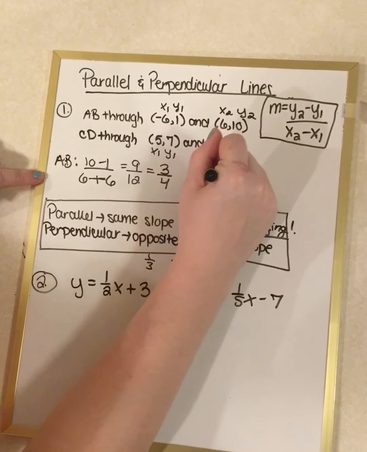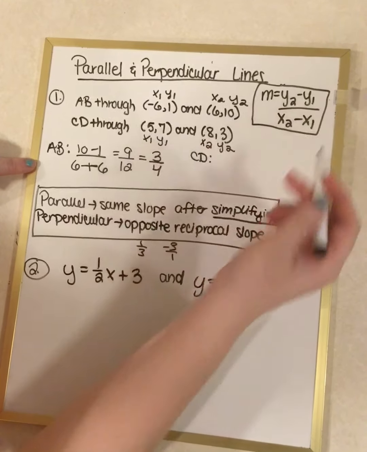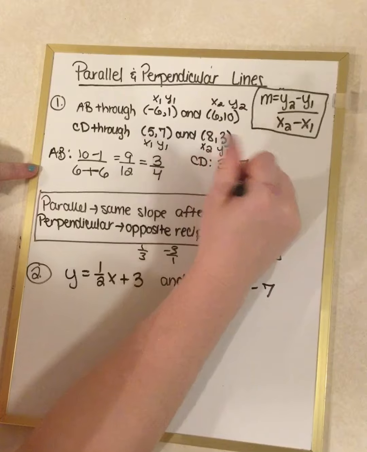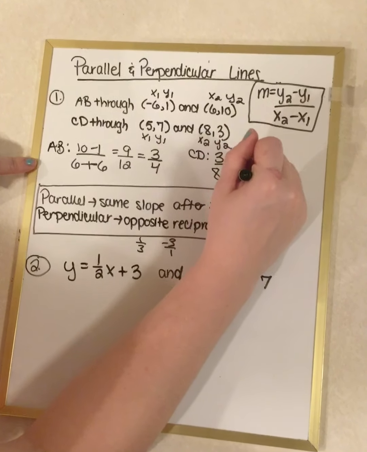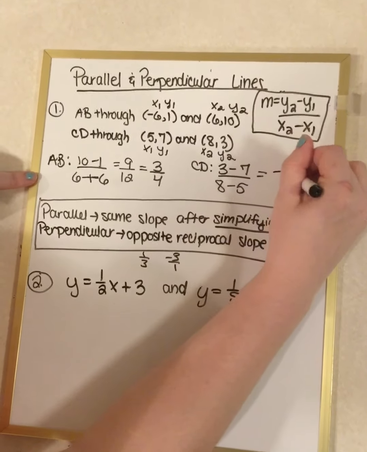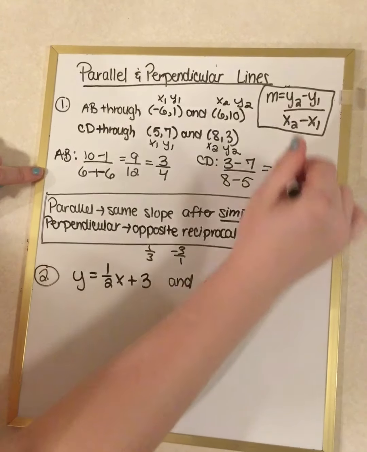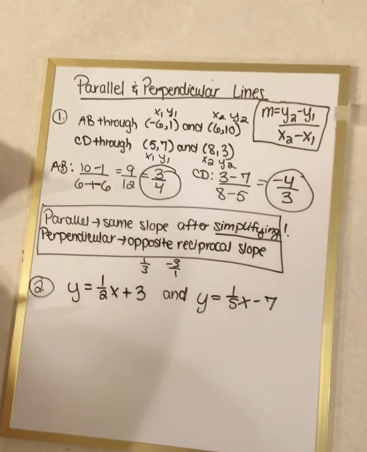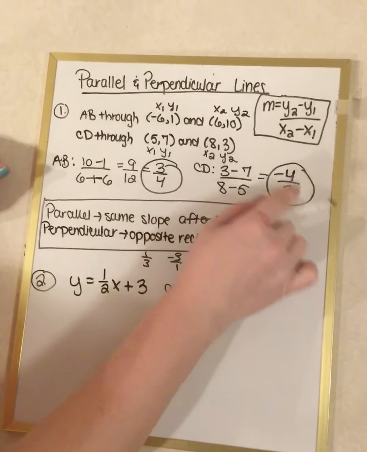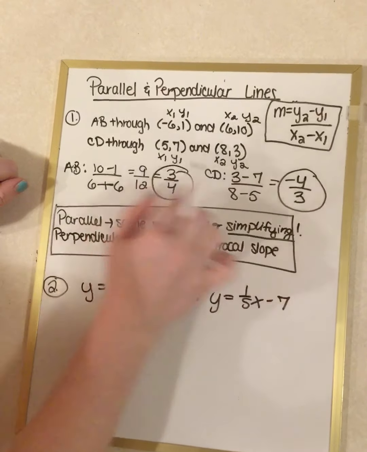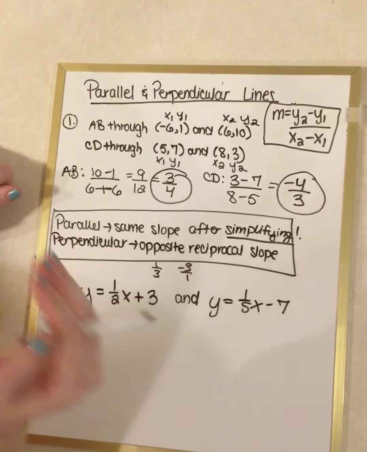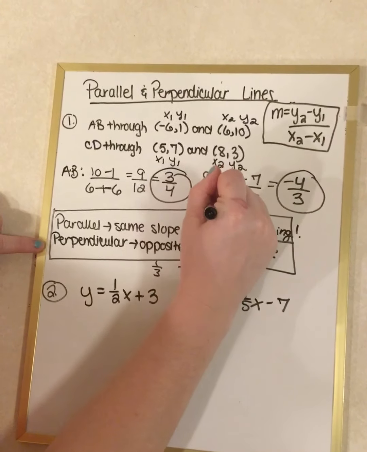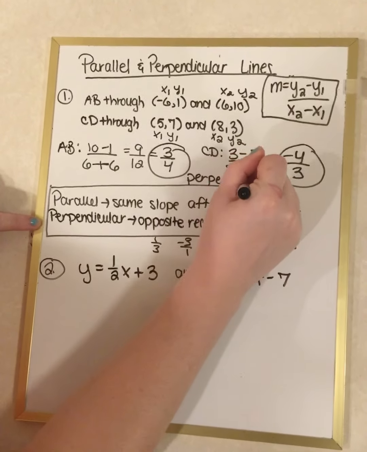Now let's do CD. y2 minus y1 will be 3 minus 7, and then x2 minus x1 will be 8 minus 5. This is going to give me -4 over 3. If I look at this slope and I look at this slope, those are opposite reciprocals. The top and bottom are flipped around, and they have different signs. They are flipped and switched. So that means that for the first example, the two lines are perpendicular, and that would be your answer.